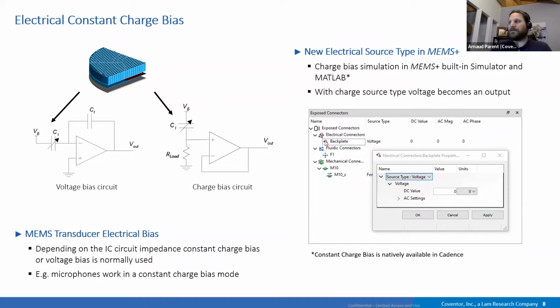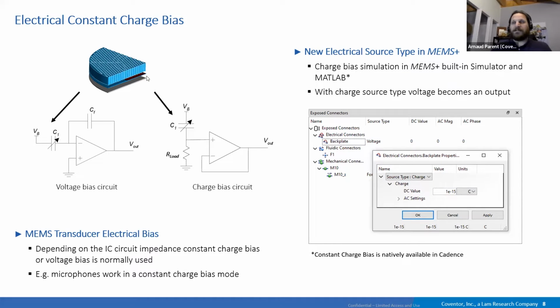When you have an electrical connector, so the backplate, it's basically the electrode attached to the backplate here. It used to be only voltage, the kind of source type you could apply, but now you have the possibility to click this selection list and choose charge and apply a charge that will be the constant charge corresponding to this schematic, mockup.